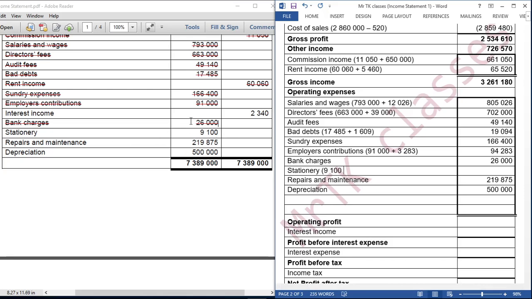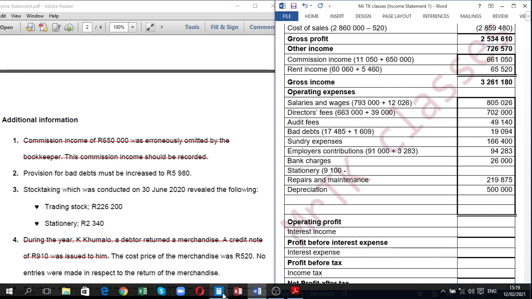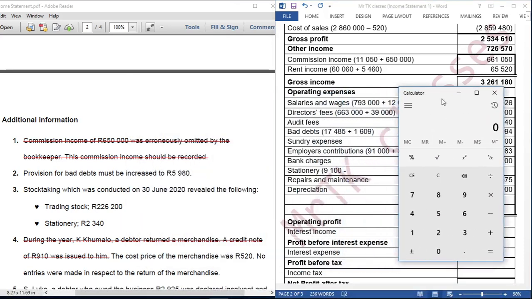9,100. Okay, so the stationery that will be in the trial balance represents the stationery that was bought, because what the bookkeeper does is that when stationery is bought, the bookkeeper simply records that as an expense. But then you realize now that when stock taking was conducted, there was stationery that was on hand, stationery that was not used. And when you are recording in the statement of comprehensive income, because we said we record our amounts for the year, you only record the stationery that was used, not stationery that was bought.